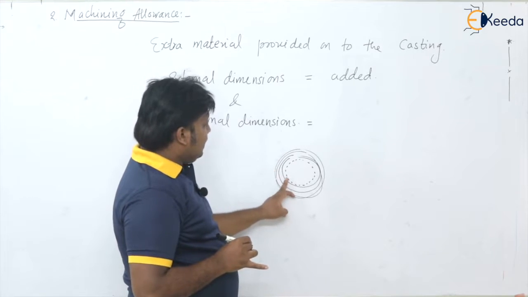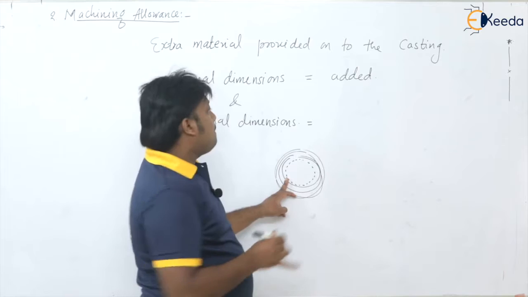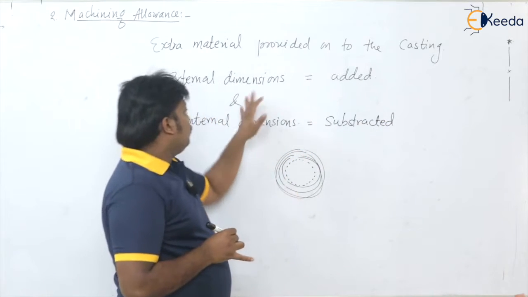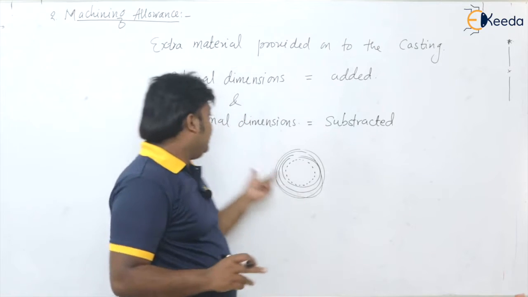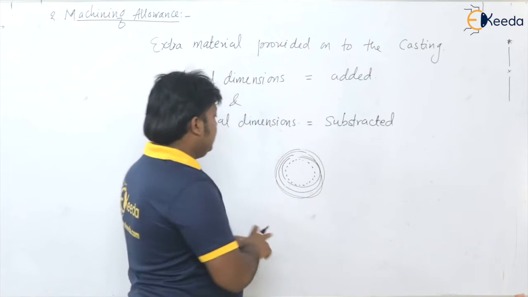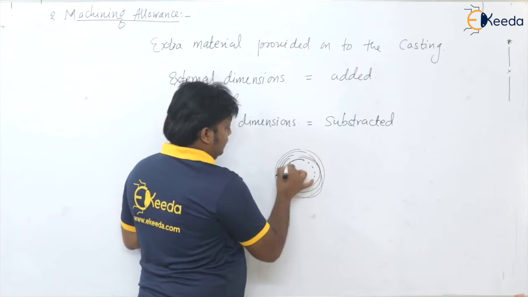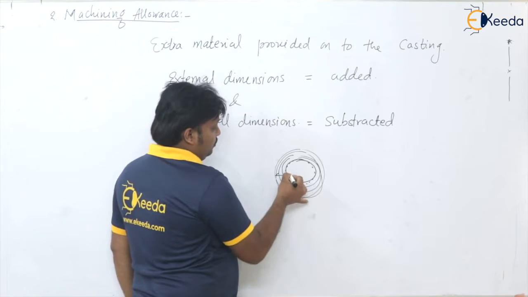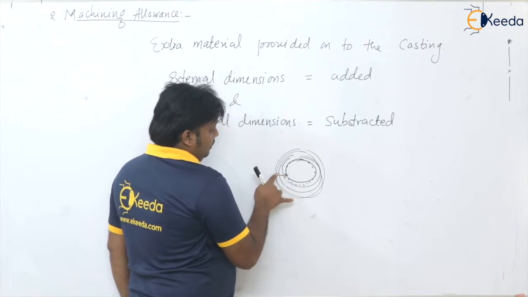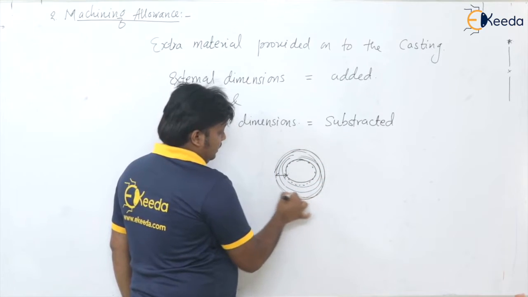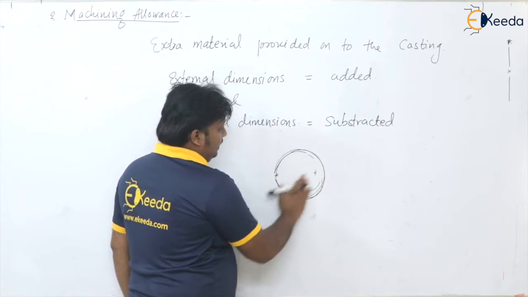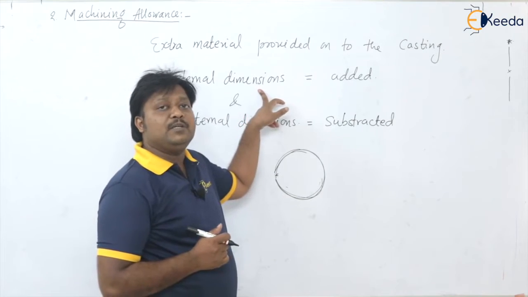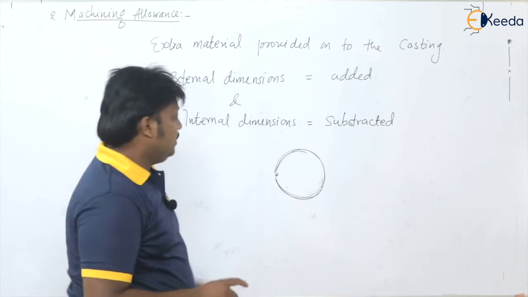So what happened here? On the internal dimension, the machining allowance has to be subtracted. So external dimension you are going to add, and on internal dimension you are going to subtract. After giving this allowance, your bore size is going to reduce, and after casting you do the boring operation, and layer by layer you go on removing the material, and you will get the required size of the bore. Like this. That's why the bore becomes negative and the external dimension becomes positive. Let's take the example, you will understand it.